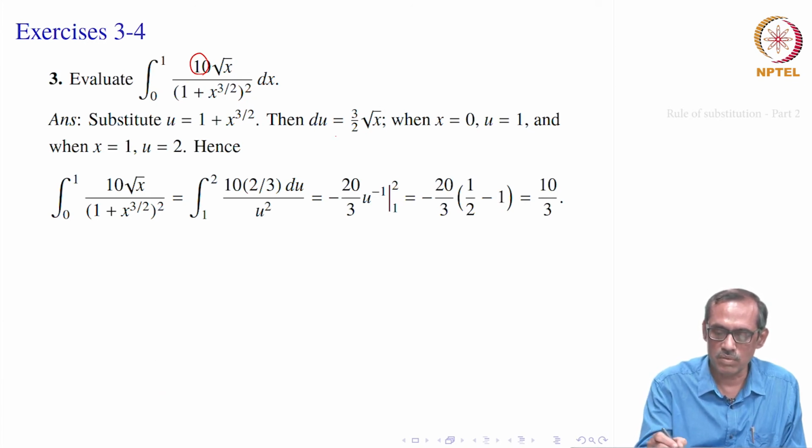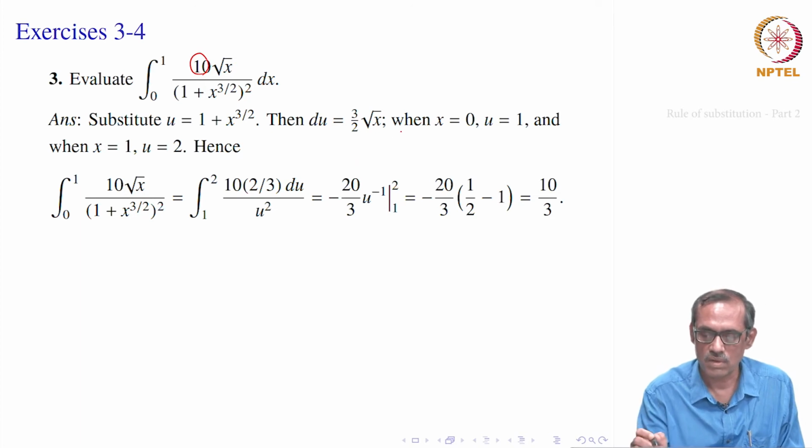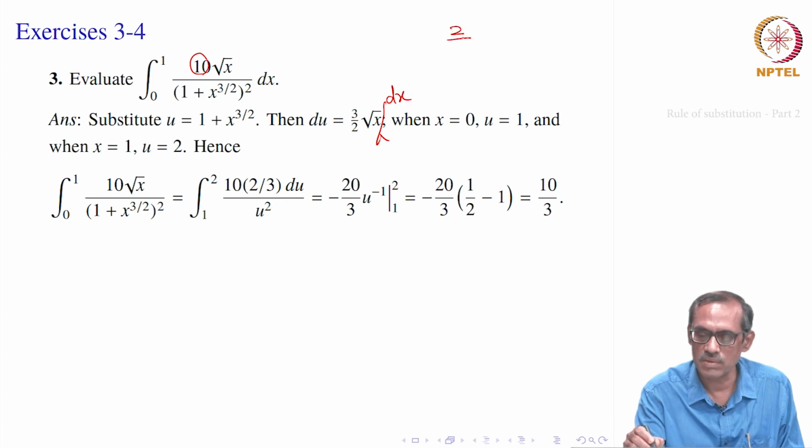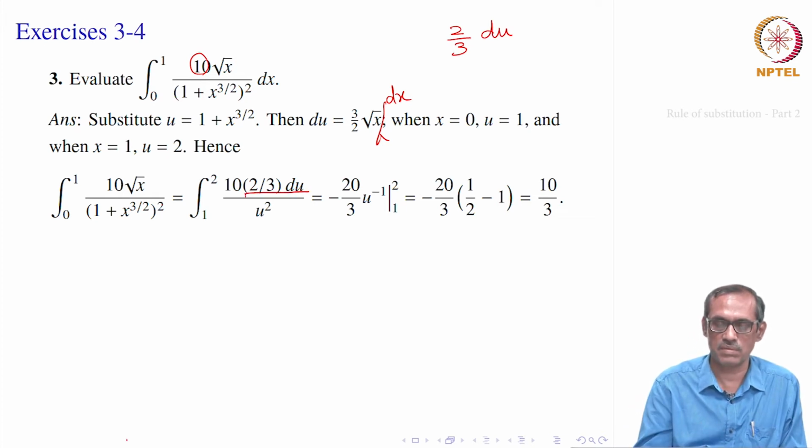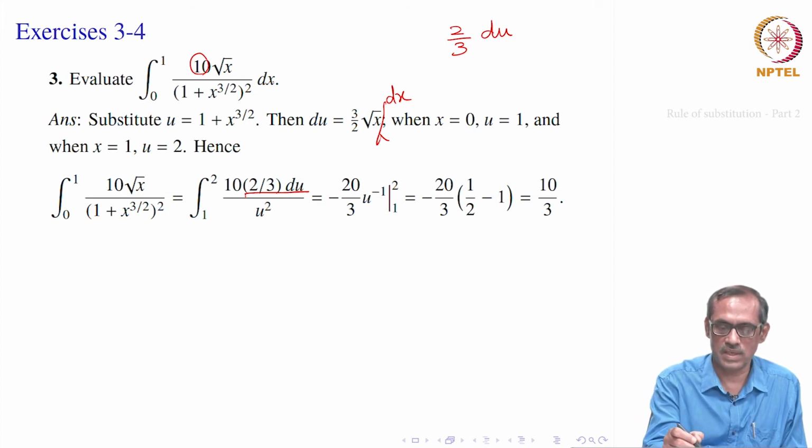So, since 3 by 2 root x is du, du equals this times dx. So in place of dx, we can substitute 2 by 3 du. That is what 2 by 3 du corresponds to dx, so root x times dx becomes 2 by 3 du now, and (1 plus x to the power 3 by 2) square becomes u square, and the limits 0 to 1 become 1 to 2.